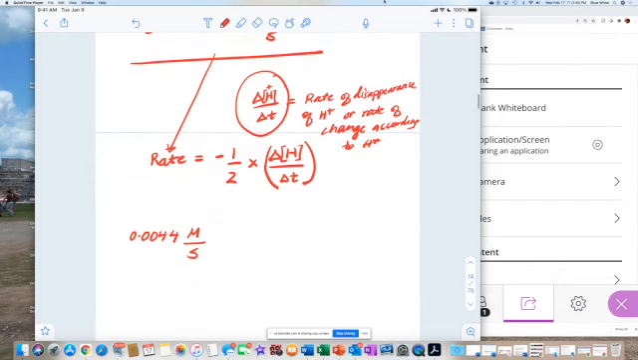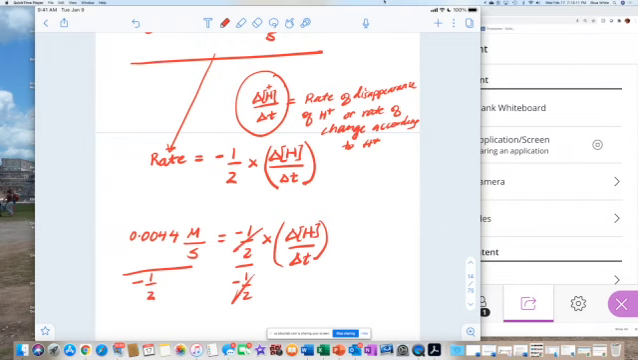Okay. 0.0044 molar per second equals negative 1/2 times the variable we're trying to solve for, right? Delta H over delta T, and this is the concentration of H. We're trying to solve for this. So go ahead and you can divide this by negative 1/2, divide this by negative 1/2, and let's see what we get.